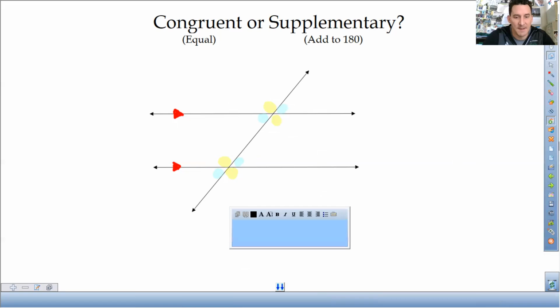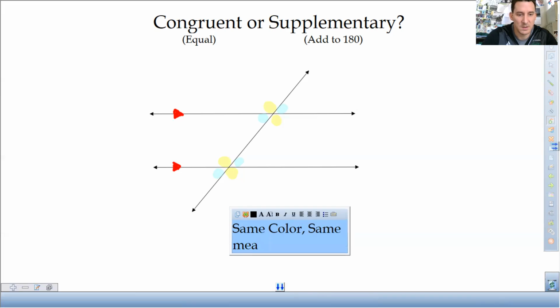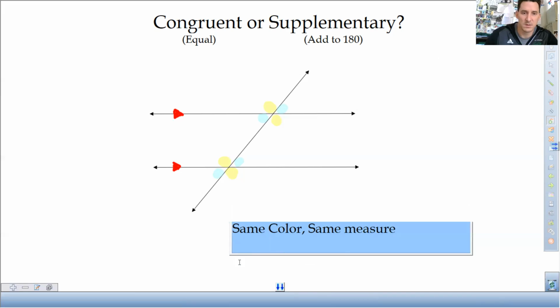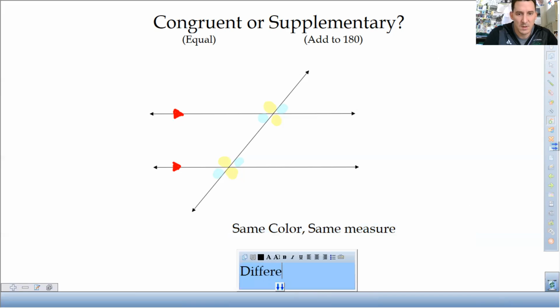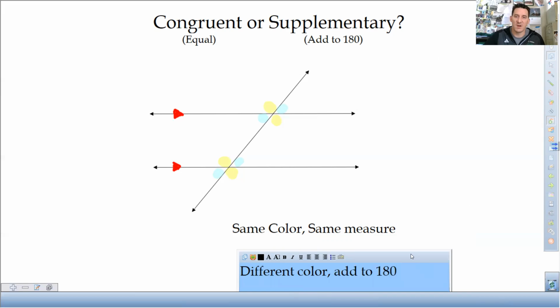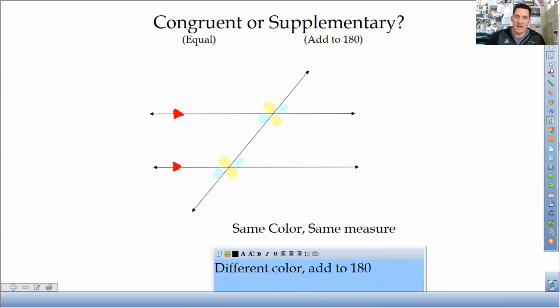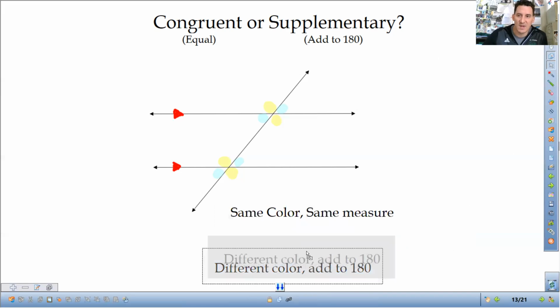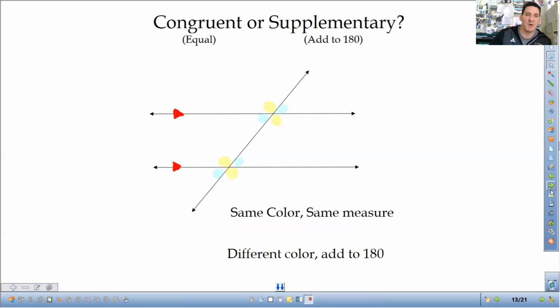So same color. Same color, that means same measure. Different color, that means add to 180. So same color is congruent, different color is supplementary. That is the most important thing to remember. And so let's look at a bunch of examples identifying congruent and supplementary.